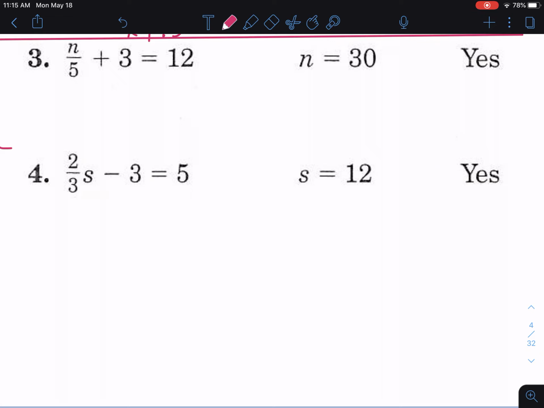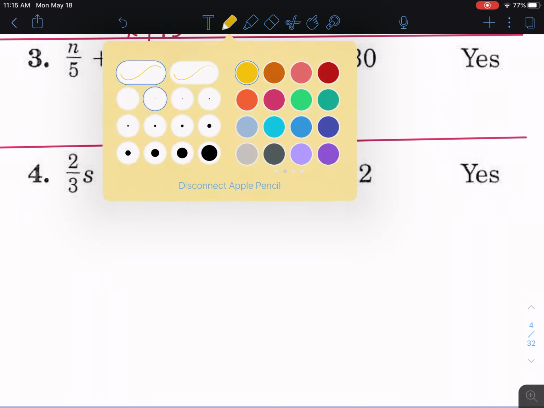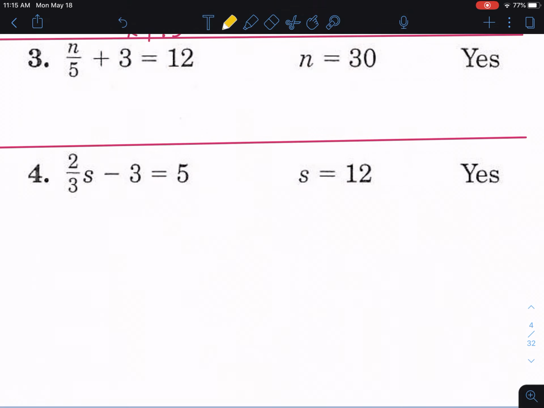Okay, now let's do these that have the fractions. Pick another color. I have n divided by 5 plus 3 equals 12. Okay? So we want to get rid of this plus 3 first. The way we do that is the opposite of adding 3, which is subtract 3 from both sides. So now we have n divided by 5 equals, so 12 minus 3, and you can plug that in your calculator, equals 9.